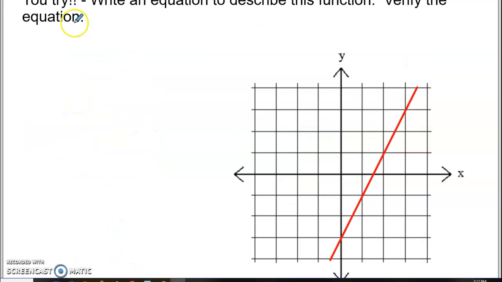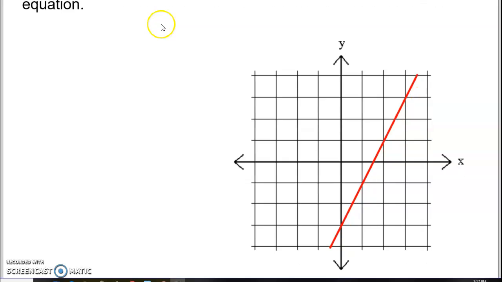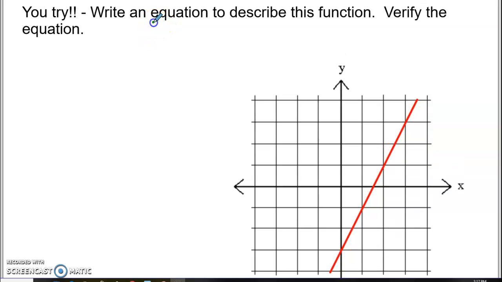So please take a moment to try this one on your own. You're going to be doing the same thing. You're going to write an equation and then verify it afterwards. You could pause the video now, work through this problem, and then press play to see the solution.